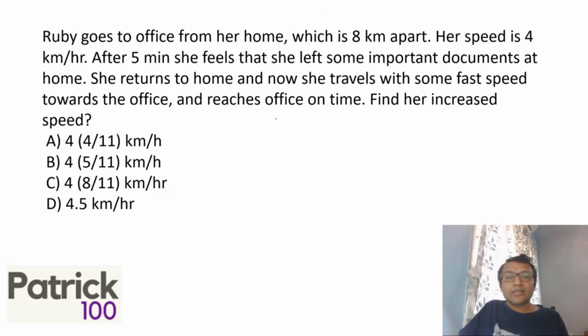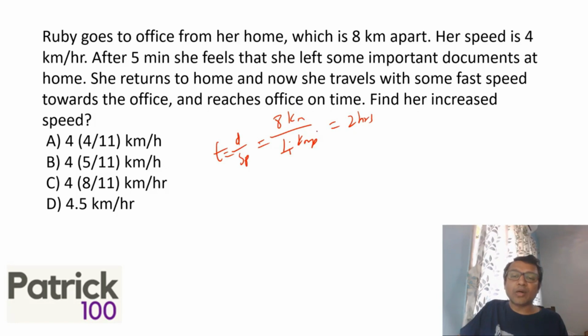So if you look at it, she travels 8 kilometers at 4 kilometers per hour, normal. So time taken is distance upon speed, which is 2 hours. The normal time taken is 2 hours. Now she has already wasted 5 minutes going forward and 5 minutes going backwards. You see, she wasted 10 minutes. That means she has to travel the distance in 2 hours minus 10 minutes, which is 1 hour 50 minutes.